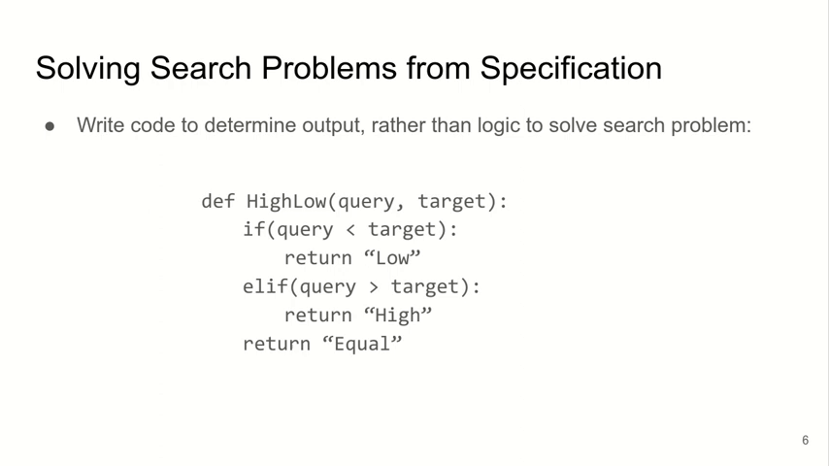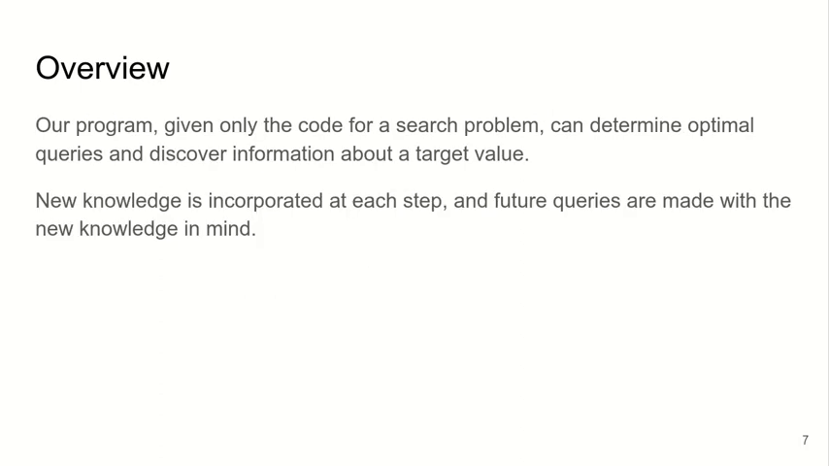So, for our program, instead of asking users to specify how results should be handled, or to determine which possible targets are left, it is only necessary for users to write some code that determines, given a query and a target, what outcome should be given. In cases such as Mastermind, this process is much easier than determining the logic behind solving the game. Our program then handles choosing optimal queries and eliminating useless ones. So our program, given only the code for a search problem, can determine optimal queries and discover information about a target value. New knowledge is incorporated at each step, and future queries are made with the new knowledge in mind.